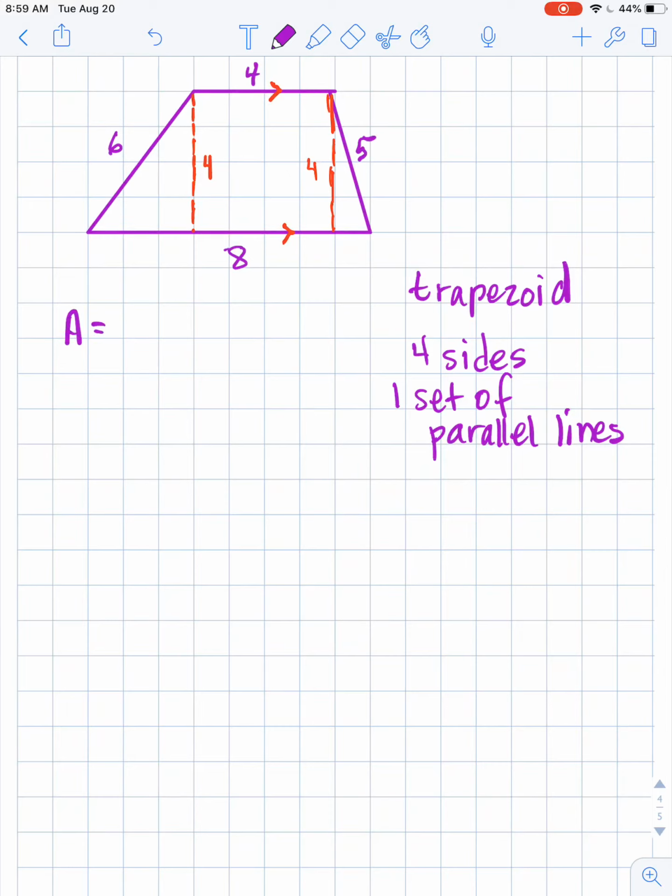The area, the formula is actually 1/2 of base 1 plus base 2 times the height. And we can say that this is base 1, and then we can say this is base 2.